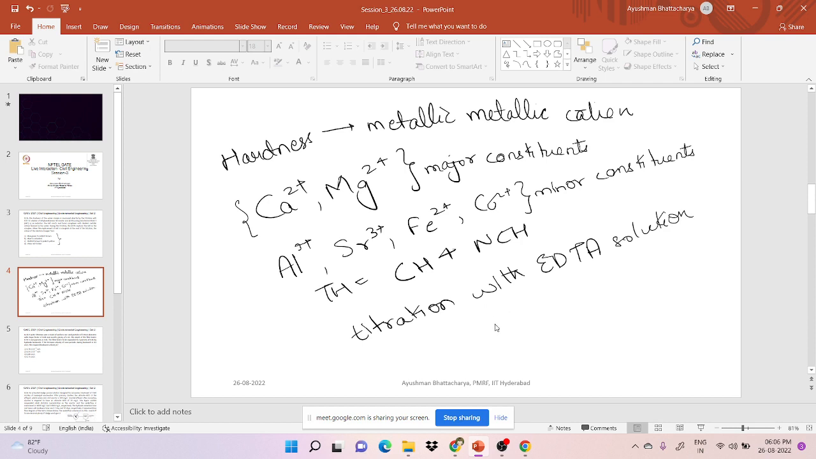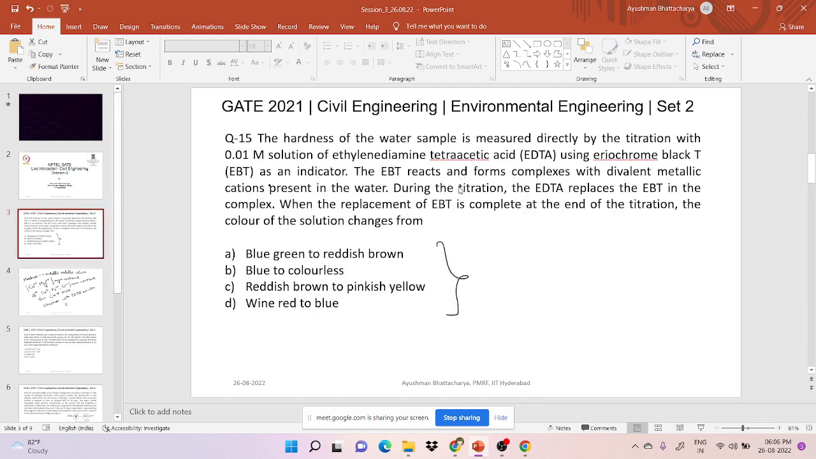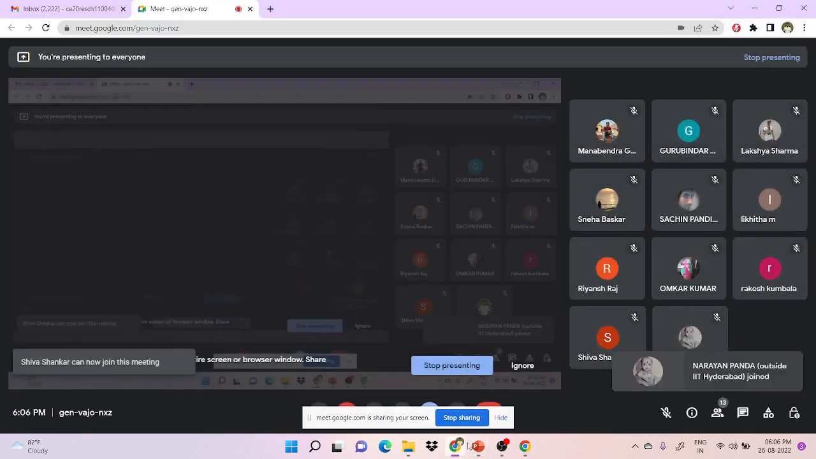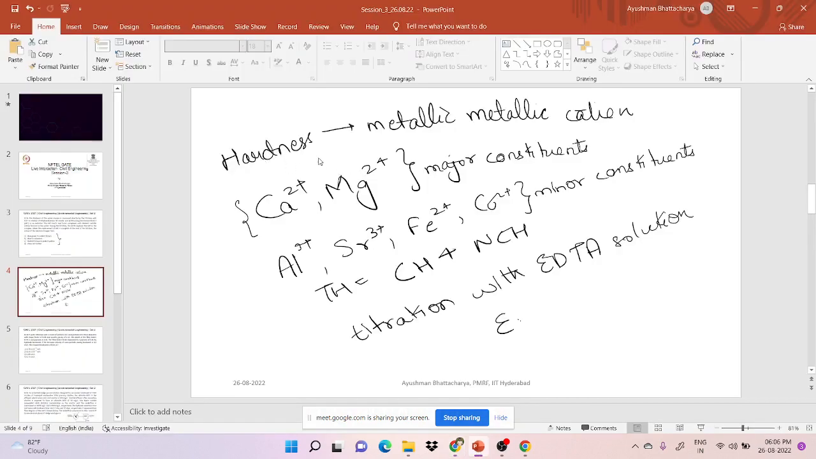In this method, the water is titrated with ethylene diamine tetraacetic acid using EBT as an indicator, as just mentioned in the question. I will explain once again. Hardness is basically caused by multivalent metallic cations. Ca2 plus and Mg2 plus are the major constituents. Al3 plus, Sr3 plus, Fe2 plus and Cu2 plus are the minor constituents that cause hardness. Total hardness we write as carbonate hardness plus non-carbonate hardness. Hardness is determined by the amount of calcium and magnesium present in the water, and this amount is determined by titration with Versenate solution, which is the EDTA method.